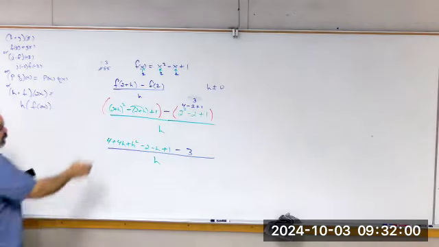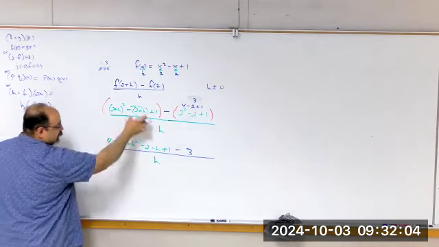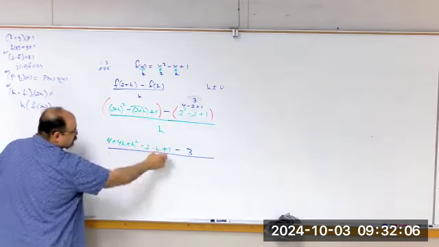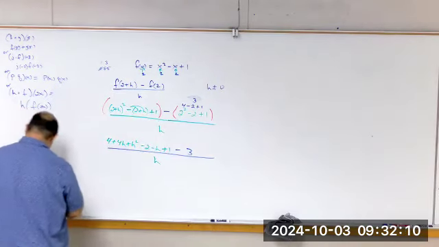So I multiply 2 plus h squared, that's right here. Distribute the negative, negative 2 and a minus h and a plus 1. Now I'm going to simplify the numerator.